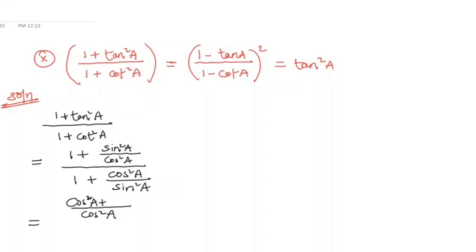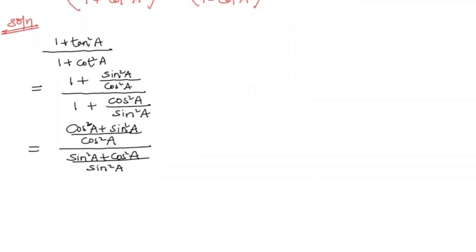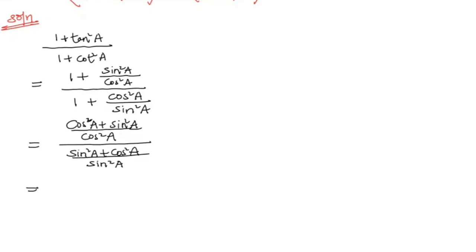Similarly downside also we'll take LCM. If you take LCM, we'll get sin²A, so sin²A into 1, what you will get? Sin²A plus cos²A. Now next we'll put the value. Value of cos²A plus sin²A is how much? So we can write 1 by cos²A divided by 1 by sin²A, because sin²A plus cos²A is also 1.